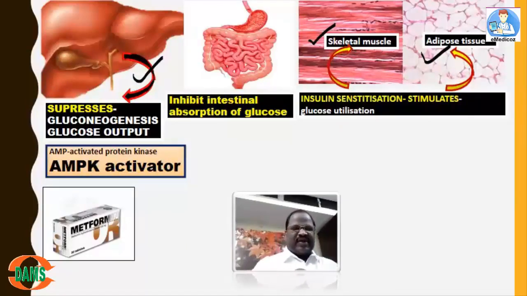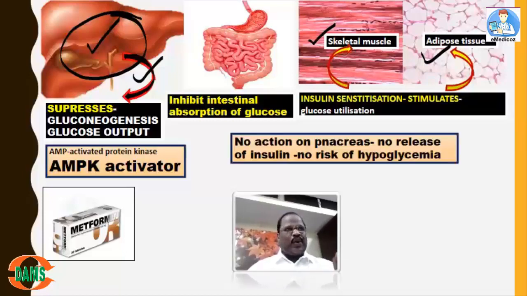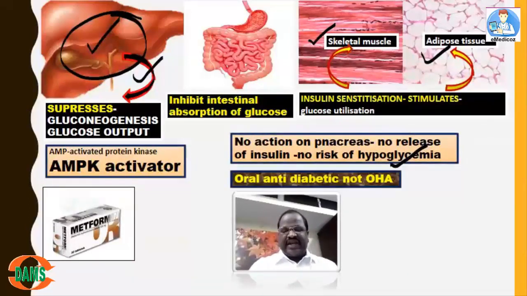Among the three mechanisms, action on the liver is the main mechanism, very important. But when you look at the discussion, metformin mainly acts on the liver, then adipose tissue, muscle tissue, and also the intestine. It does not act on the pancreatic beta cell. That means this drug does not act by releasing insulin, so it does not cause hypoglycemia. Very important. So you should call metformin an orally given anti-diabetic drug. It is not an OHA. OHA means oral hypoglycemic agent. It does not cause hypoglycemia. It just controls the blood sugar. It's called an oral anti-diabetic agent. So that finishes the mechanism of action.